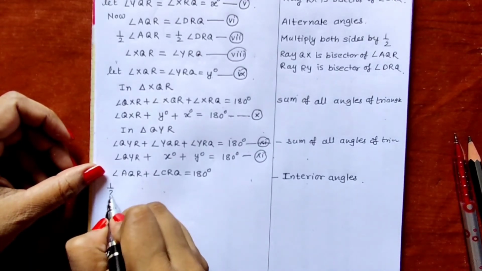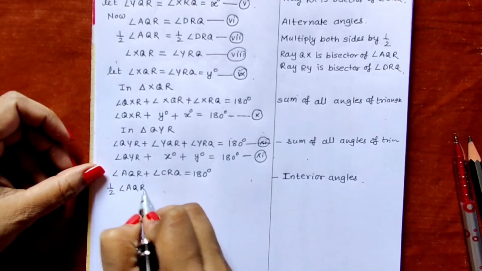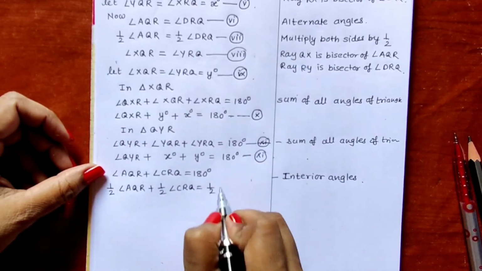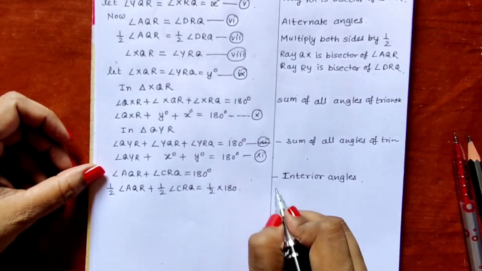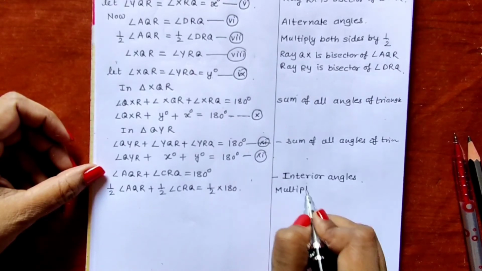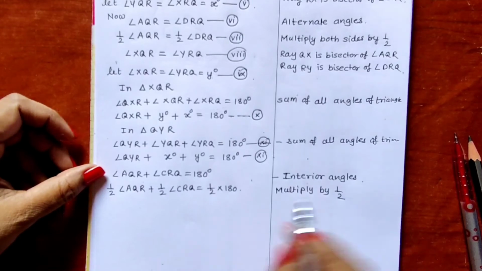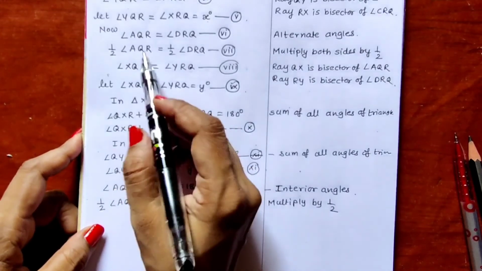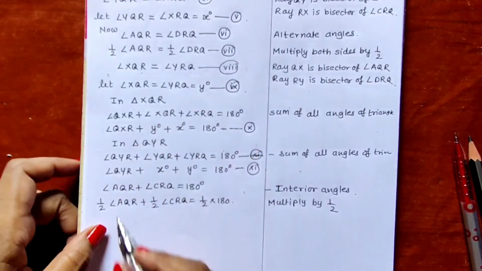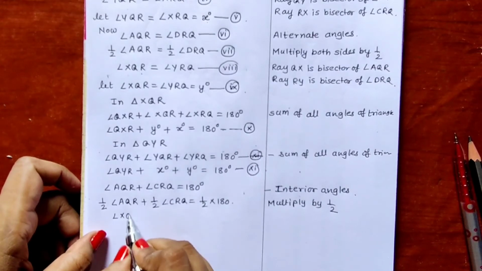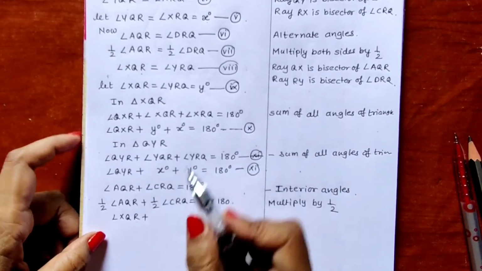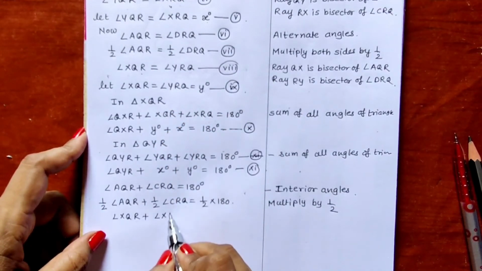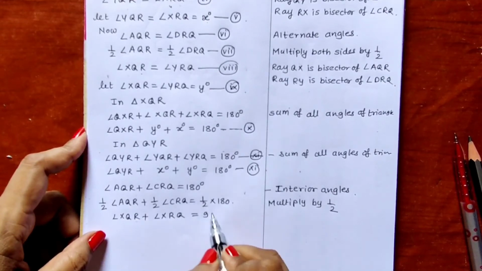I can divide both the sides by half: half AQR plus half CRQ is equal to half into 180. Multiply by half. So half AQR means what? Half AQR means XQR. So in place of half AQR, I can write XQR. In place of half CRQ, I can write XRQ is equal to half into 180, which is 90 degree.